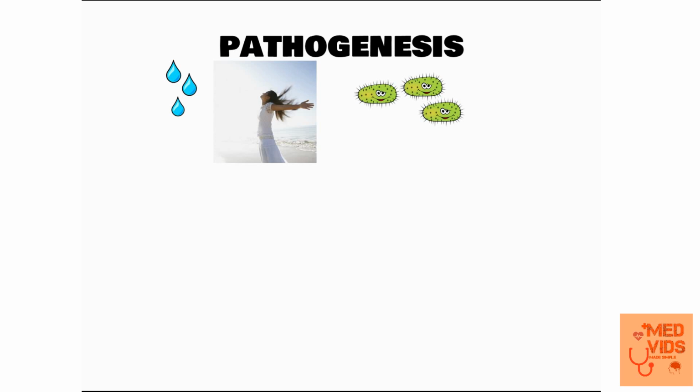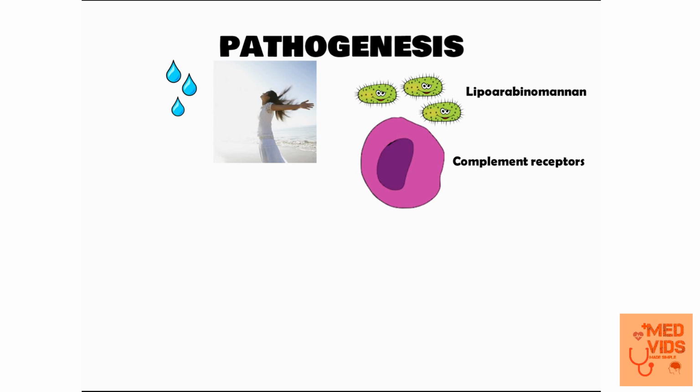As we all know, our alveoli have numerous macrophages. These macrophages can detect the tuberculosis bacteria with the help of the complement receptors, and the complement receptors bind to the lipoarabinomannan, which is present over the Mycobacterium tuberculosis bacteria. When these two bind, with the help of various complements like C3b, there will be phagocytosis of the bacteria inside the macrophage. So the macrophage will be phagocytosing the bacteria inside it.